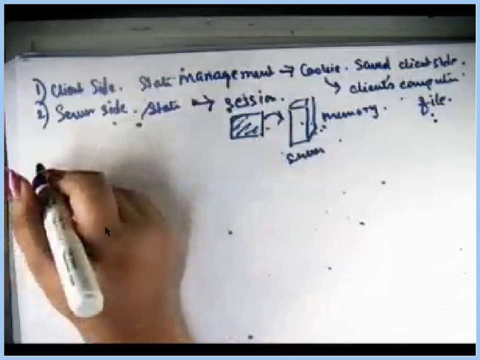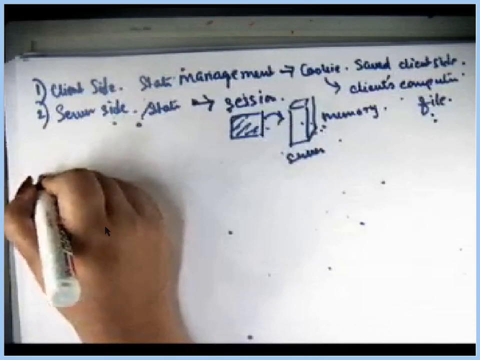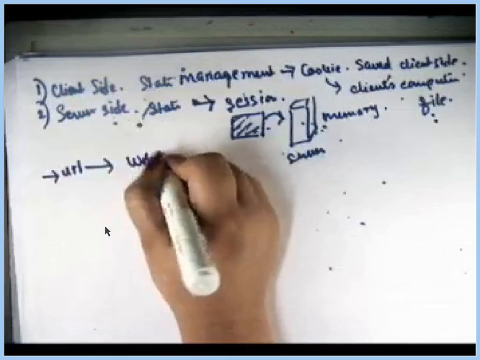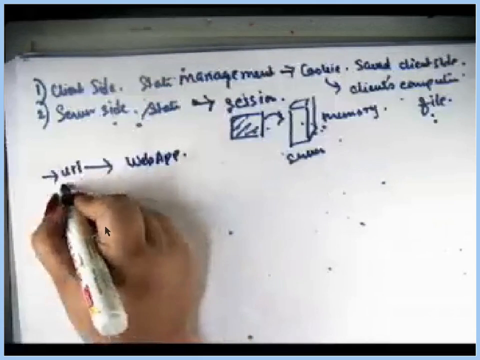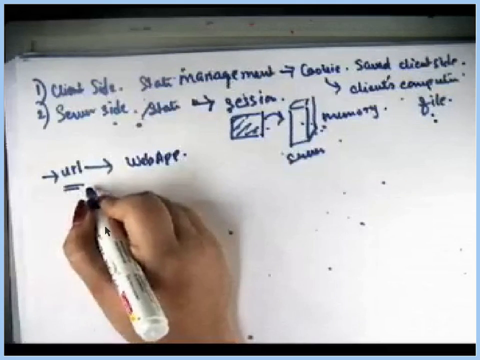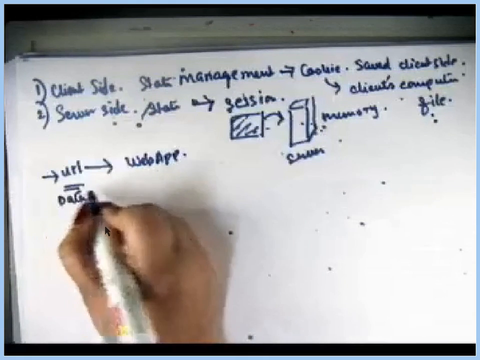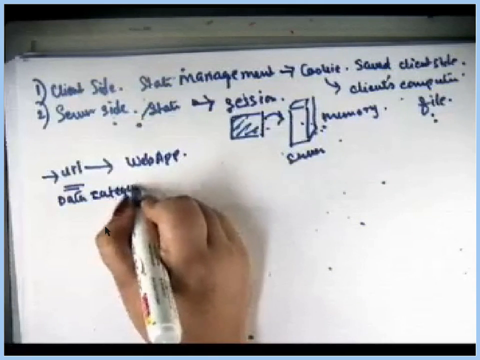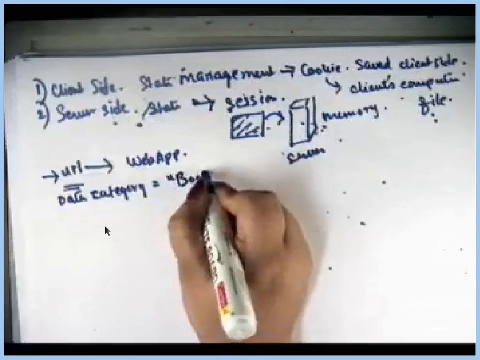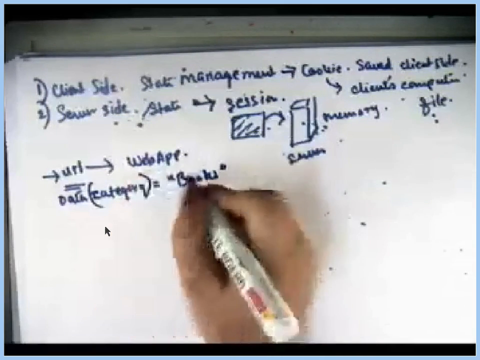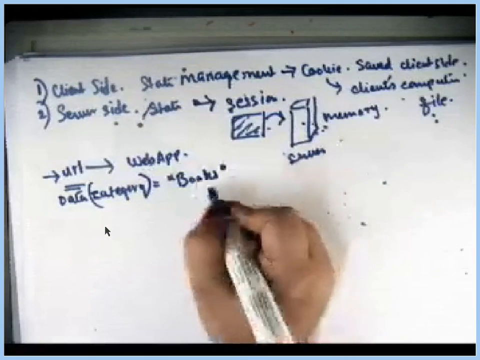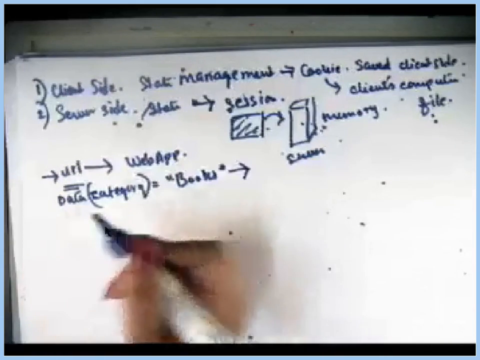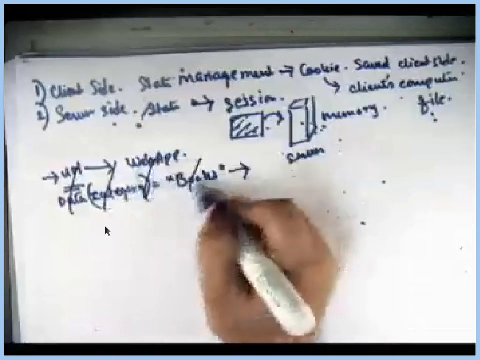Now, sometimes we can tell our students in this way that whenever we send a URL to the server for the first time to some web application, maybe the URL will carry some kind of data related to the user's choice and preference. Let's say the user will give data such as category equals books. So category books is going to be sent along with the URL. Just have a look at this.